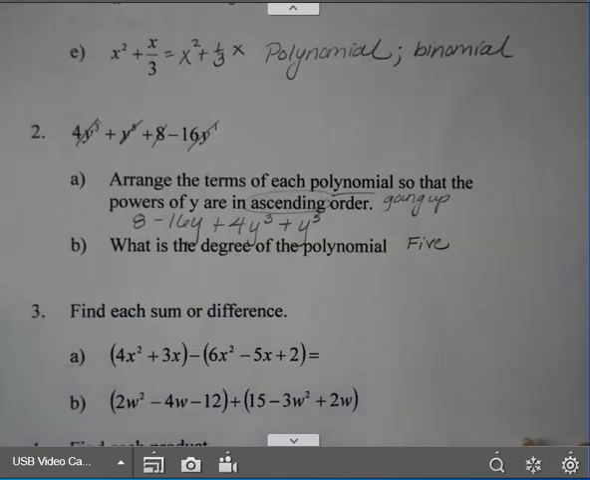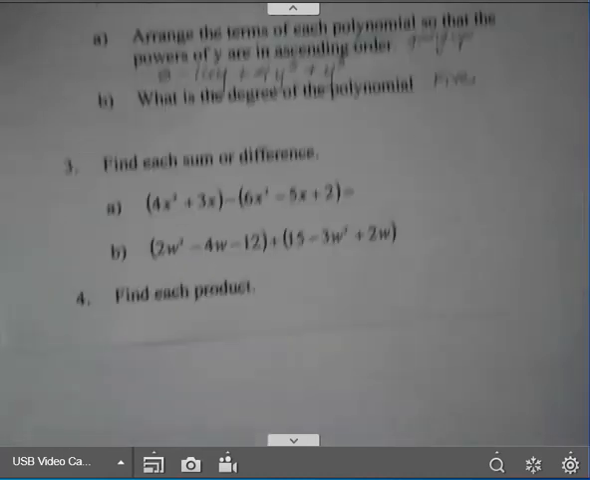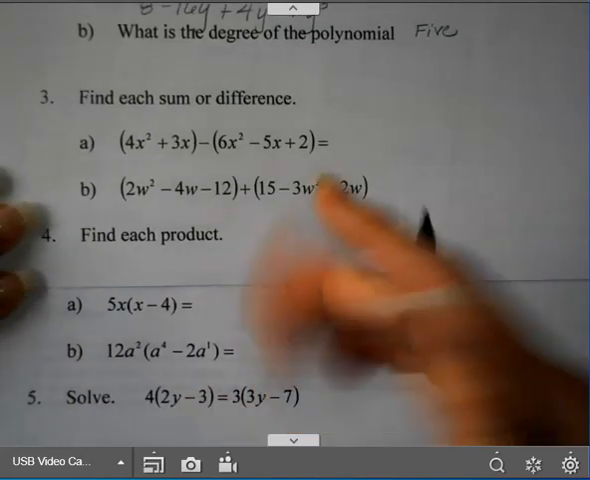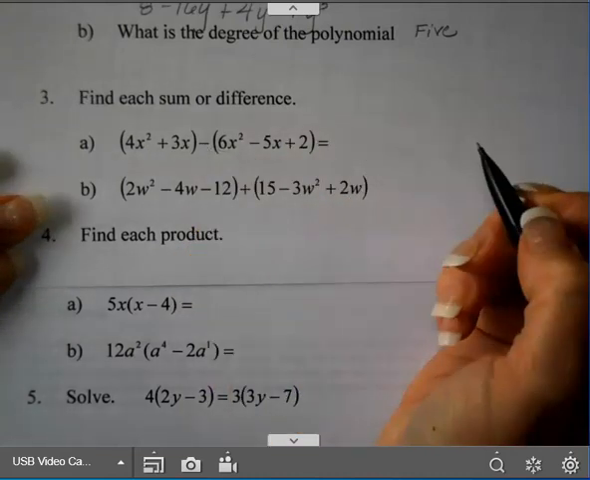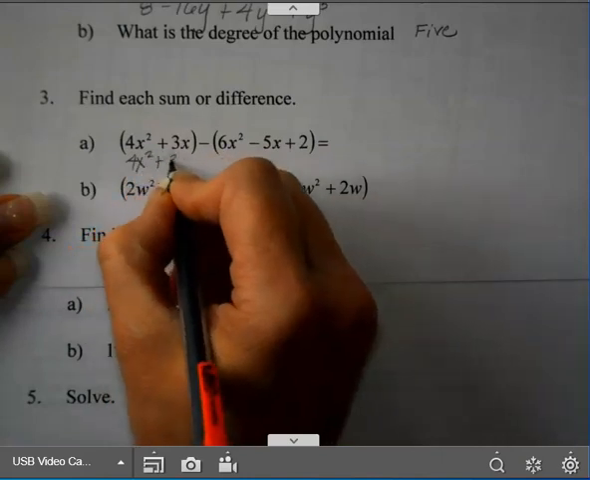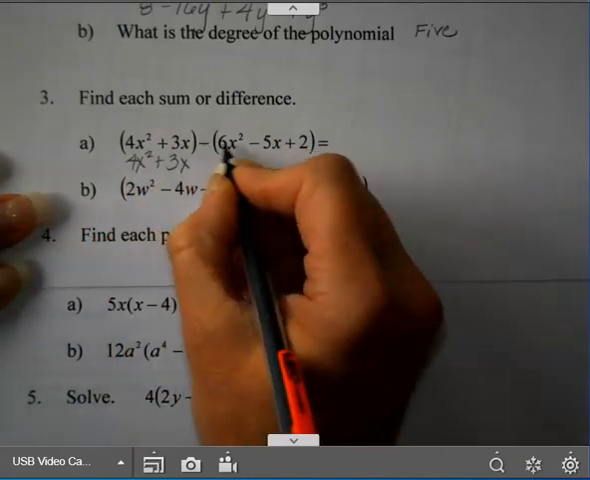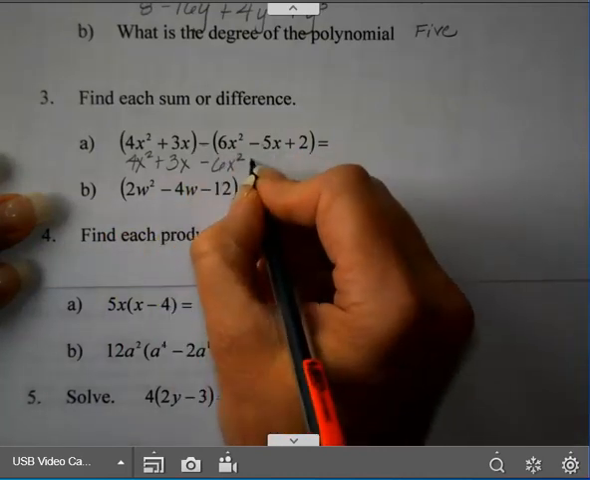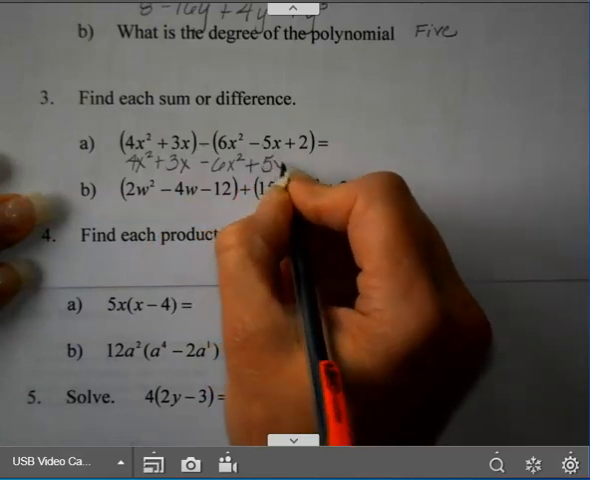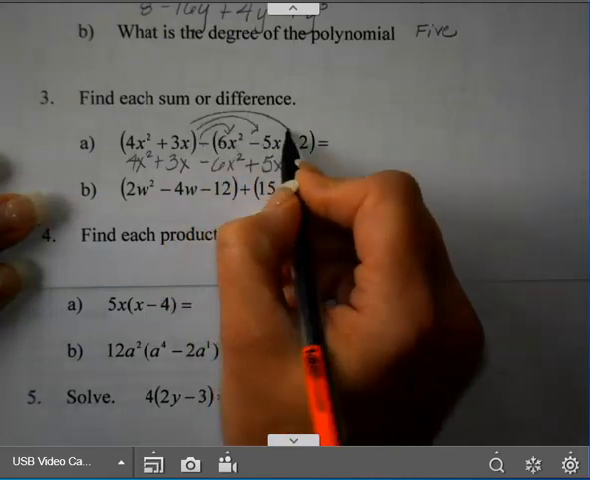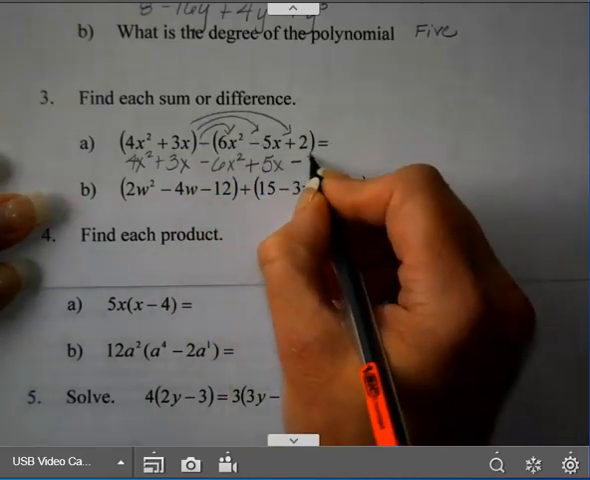On number 3, I want to find each sum or difference. Let's scoop my paper up. This is a minus, so I need to distribute this. So 4x squared plus 3x, the first one doesn't change. I'll have minus 6x squared. I have a minus minus, so that becomes plus 5x. Remember, you're distributing this to all of them. And then my last is going to be minus 2.